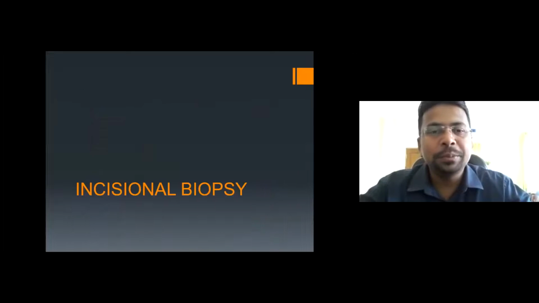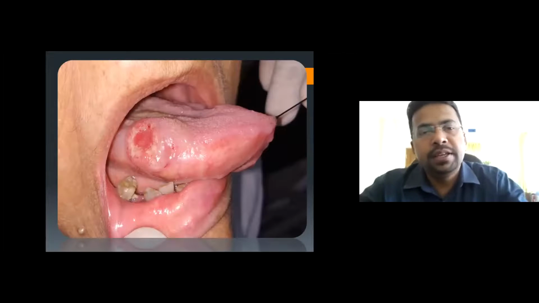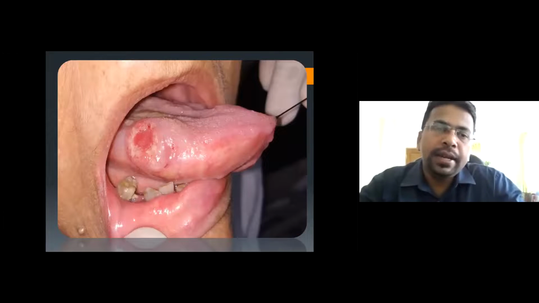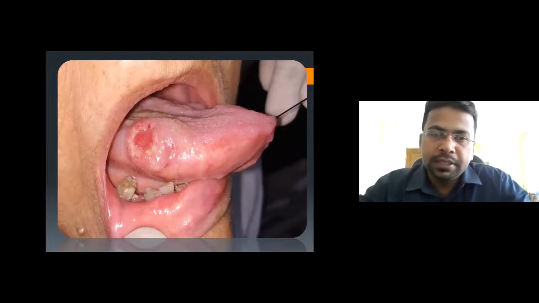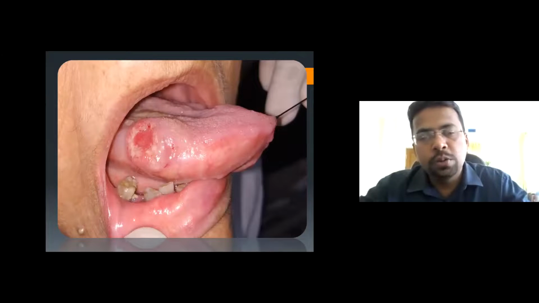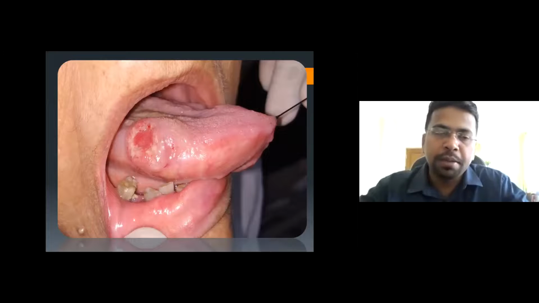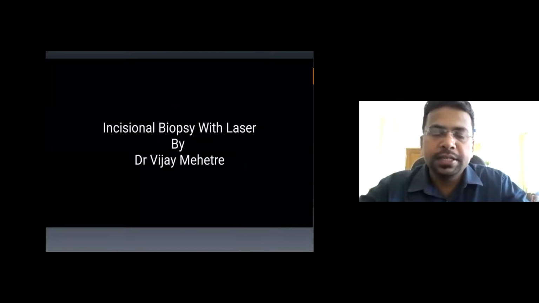Now let's see a case of incisional biopsy. This is a typical traumatic ulcer on the tongue which was present for 6 months. The patient didn't go to a dentist or any doctor. They approached us for diagnosis of a non-healing ulcer. We went for a biopsy, and ultimately it came out as carcinoma of the tongue. Let's see a video of this case.